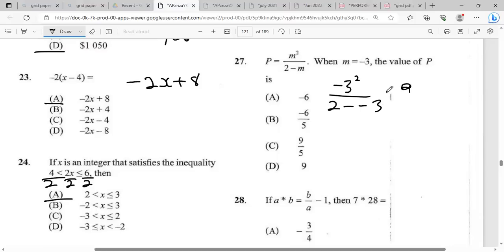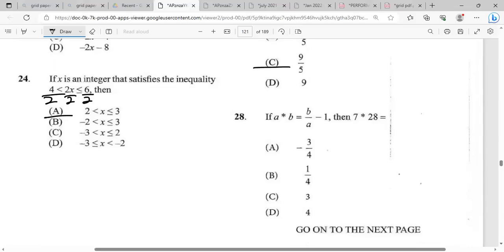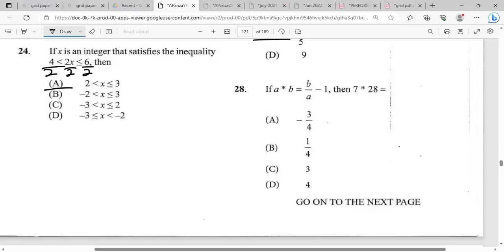Positive 9, because any number squared is positive, and then this becomes positive, so it's 9 over 5, all positive. All right, so for us to reach the 30, we're now going to go fast, guys. 28, if A asterisk B is equal to B over A minus that. So B is 28, and look carefully, guys, 28 upon 7 minus 1. 28 divided by 7 is 4. 4 minus 1 gives us 3. Nice and easy, right? Let's move on.